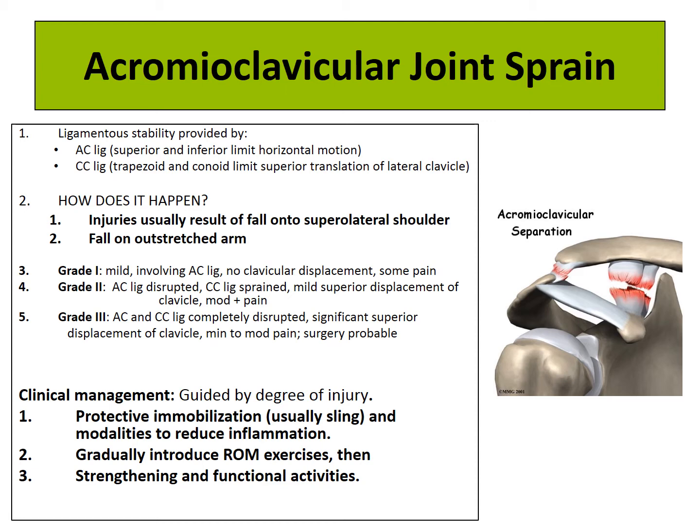Grade 2 is where the AC ligament is actually disrupted or torn, and there's some partial tearing of the coracoclavicular ligament. You'll see some displacement. You'll actually be able to palpate a step off from the clavicle to the acromion. The patient is going to have pain. This patient will be immobilized for a longer period of time. And then grade 3 is going to be a complete disruption of both ligaments, and you see that in the picture to the side. They are going to have displacement of their clavicle.